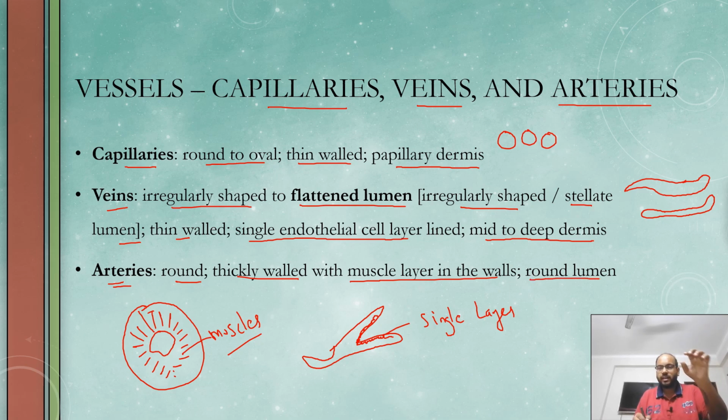Capillaries are round to oval, thin wall. In fact, in the capillaries also, you have a single layer of endothelial cells. Small, round, single lined by endothelial cells are capillaries. Large, flattened, single lined by endothelial cells are veins. Thicker, round lumen with muscle in the walls, arterioles. Clear? Let's move forward.